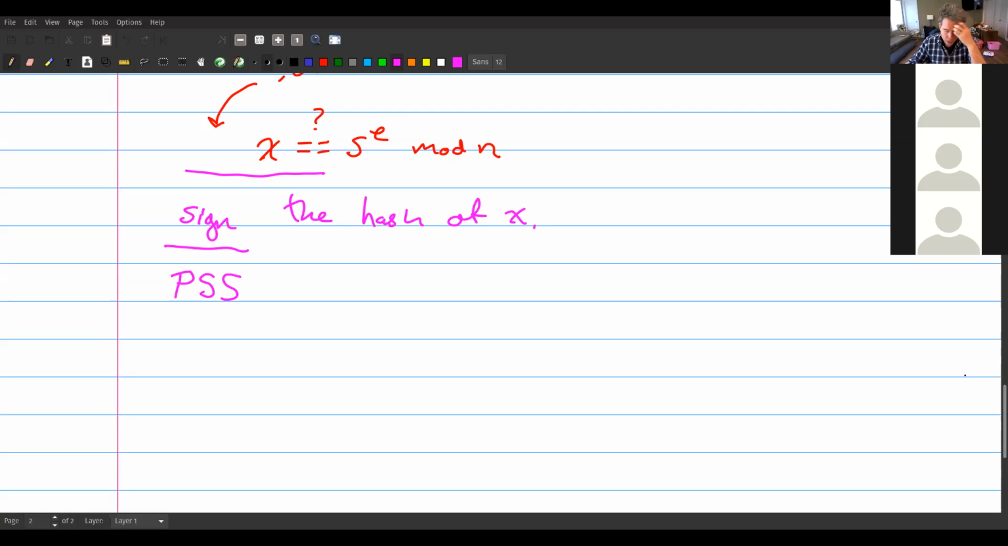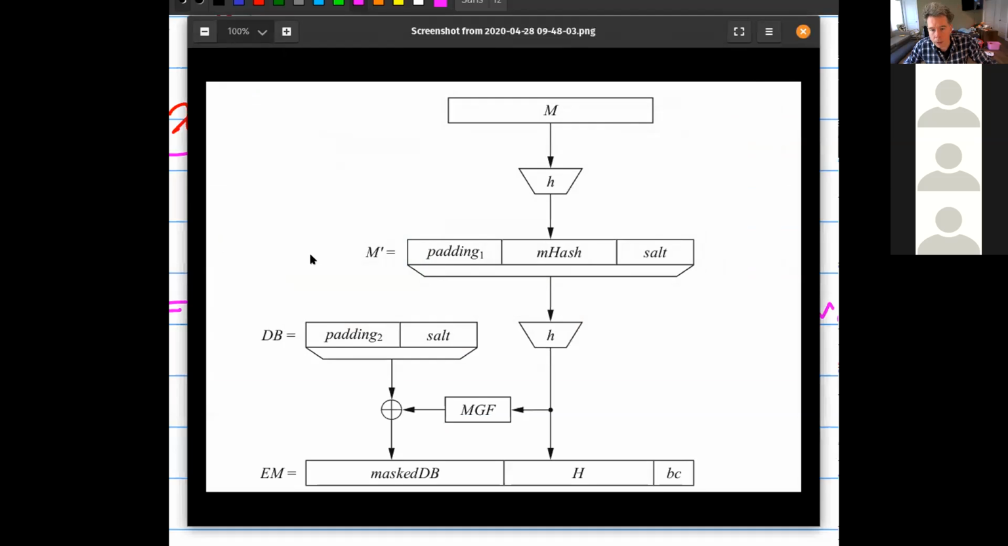So PSS, what does this stand for? Probabilistic signature standard. And I will admit to just straight up screenshotting the diagram of this from the book. So where is it? Right here. Okay. So M is the message, and this little h here is a hash function. So even in PSS, you're still hashing the message. This padding here is a special number or pattern that is just specified in the PSS protocol.